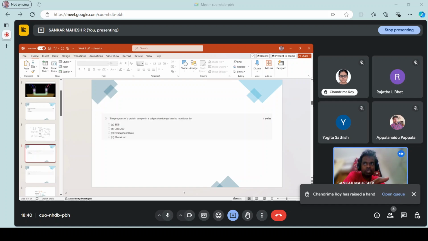Which means if you put it into your protein sample, and if your protein sample is being run, ideally you should be able to see your protein on the gel and the progress. But you said it is incorrect. So I'm asking you first, do you know where the CBB 250 binds to in a protein? That's the first question.